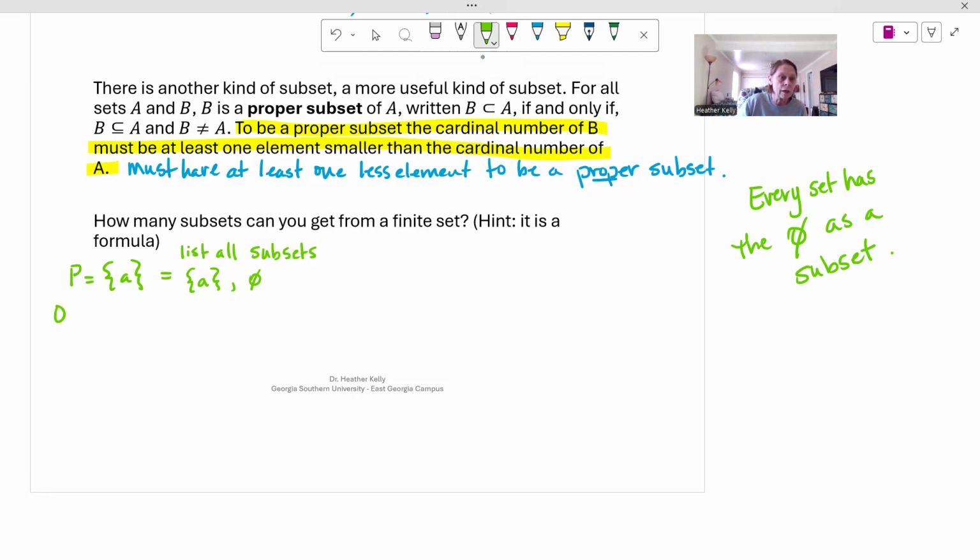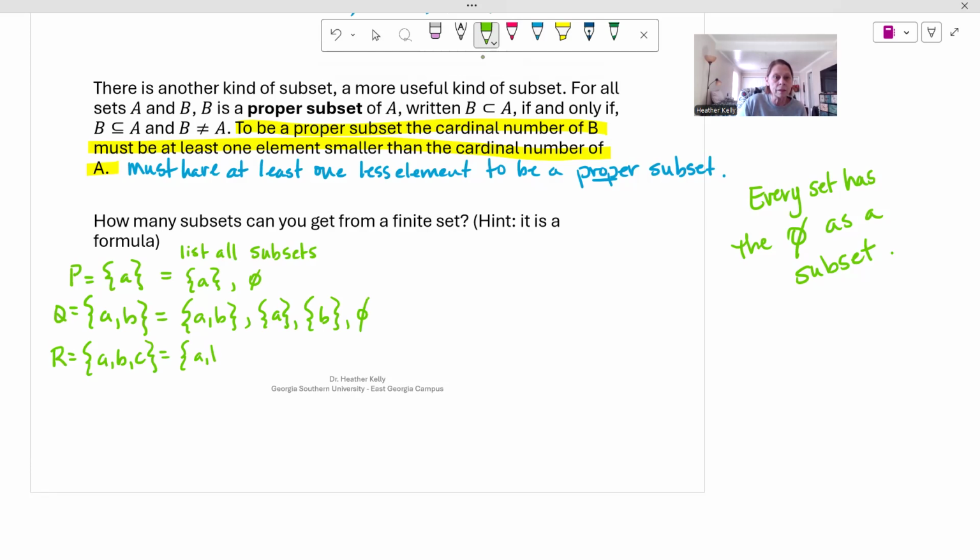Now, what if we have two elements like A and B? What are all the possible subsets there? Well, we could have itself, AB. We could also have just the A. We could have just the B. And we always have the empty set. All right, we might be building something. Let's write out another one: A, B, and C. Let's write out all the subsets here.